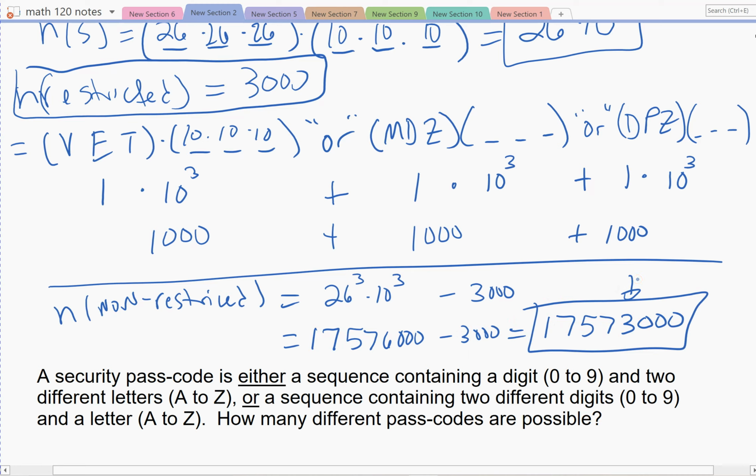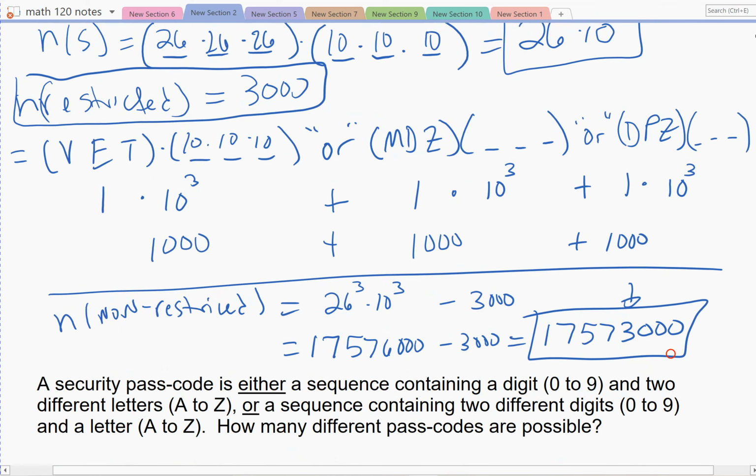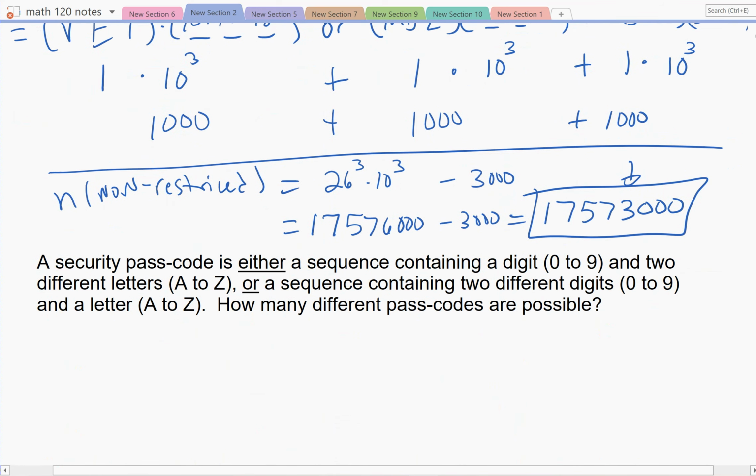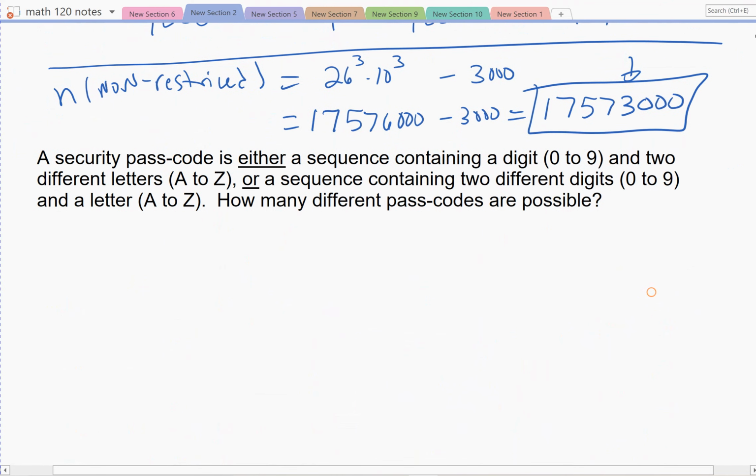That's how many non-restricted. So there are 17,573,000 non-restricted plates if our license plates are a sequence of three letters followed by three digits, where we're allowed repetition. Right, so that's the answer to that one. There are 17,573,000 non-restricted license plates.